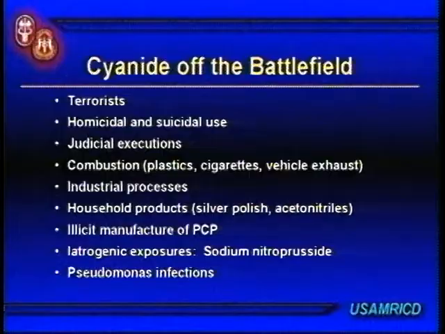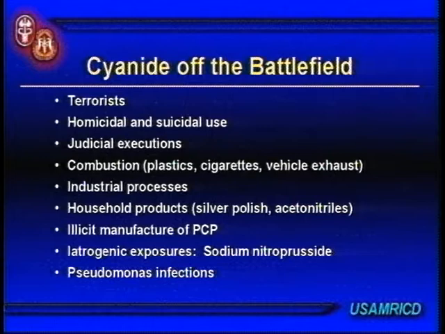Industrial processes, cyanide's used all over, just like phosgene. Cyanide's used for gold electroplating, for photoprocessing, for a variety of industrial processes, and it's used by the tons. And you find it at home. Silver polish can generate this. PCP labs, cyanide is found in many, many places.